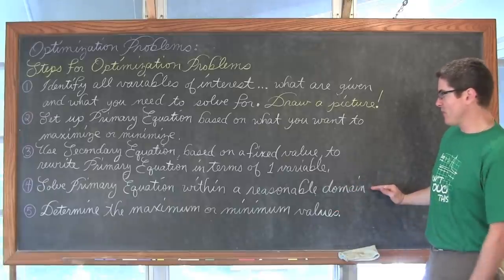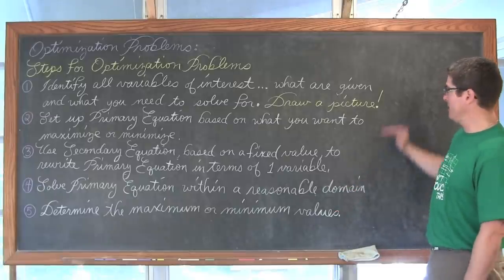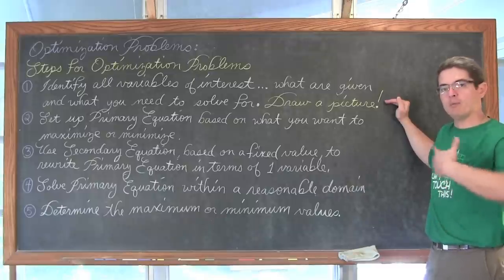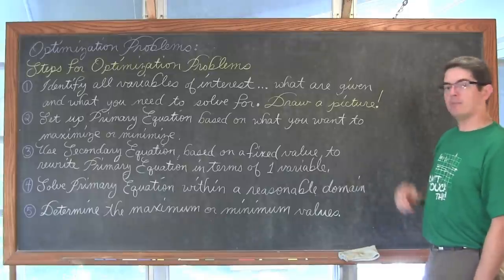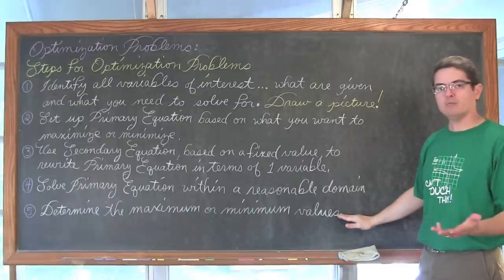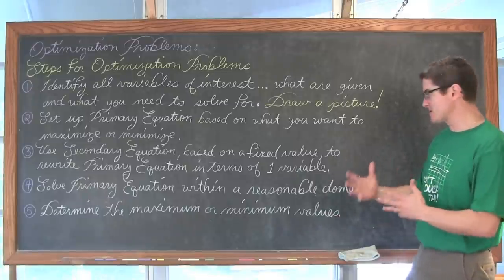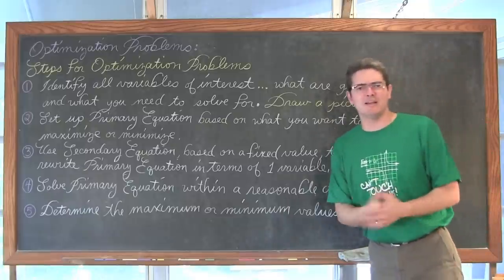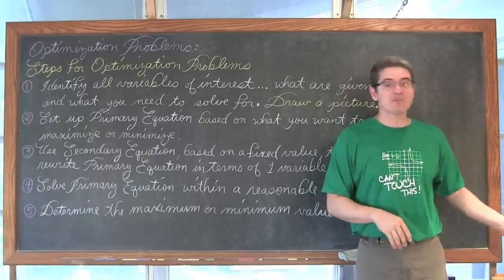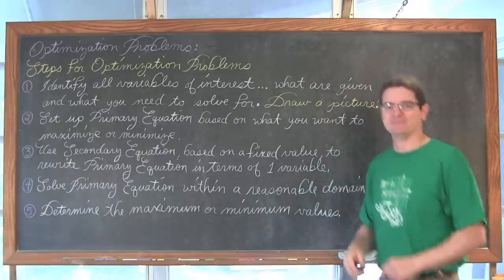We're going to solve those primary equations within a reasonable domain, and we can come up with that reasonable domain from the picture that we drew. And then we're going to determine what values are going to maximize or minimize whatever question is being asked. So, let's get that first example right now.